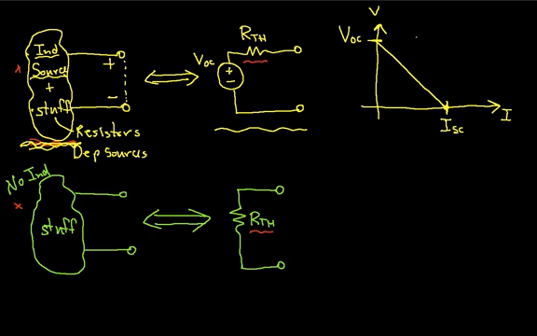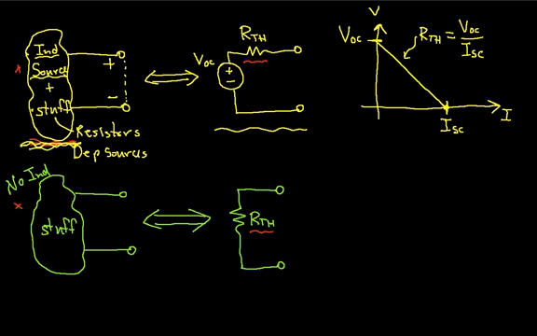The slope of this line is the Thevenin resistance. And so one way to get the Thevenin resistance is to find the short circuit current and the open circuit voltage and take the ratio of the two. Okay, this is the way you usually see it done.